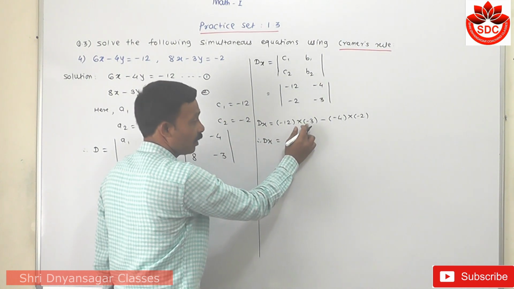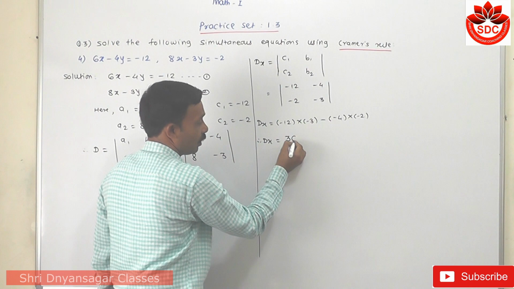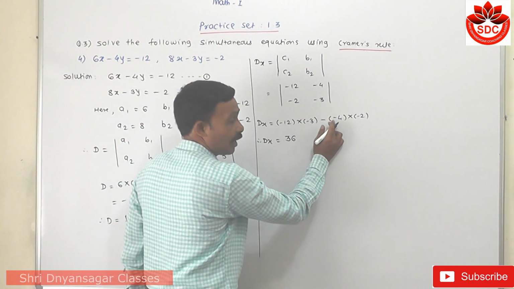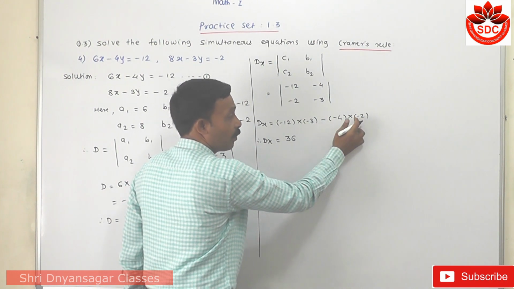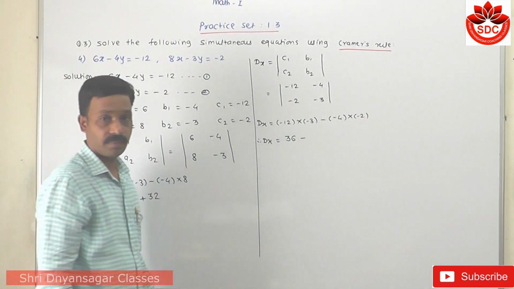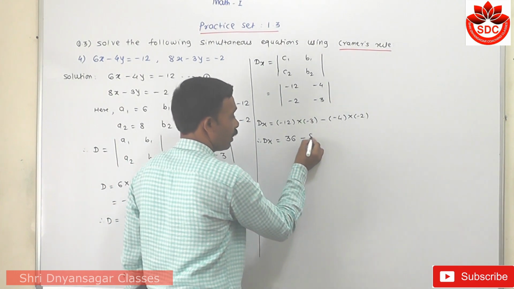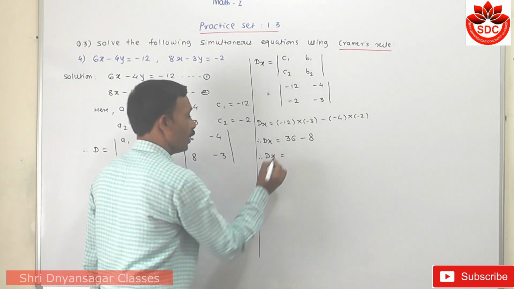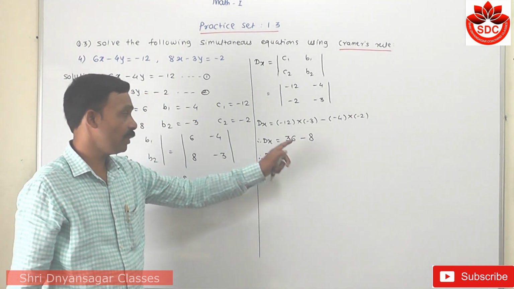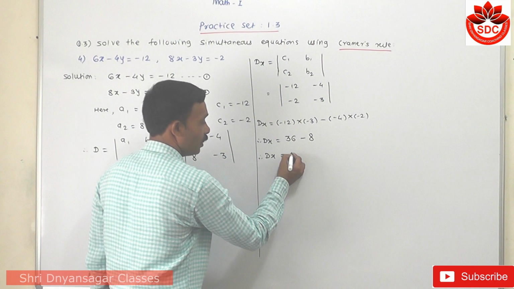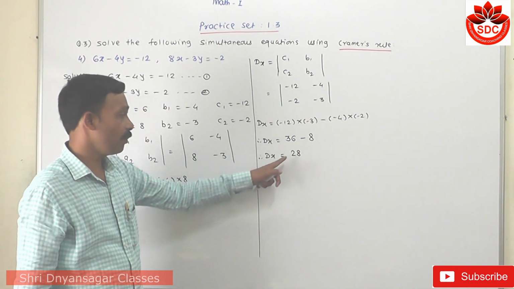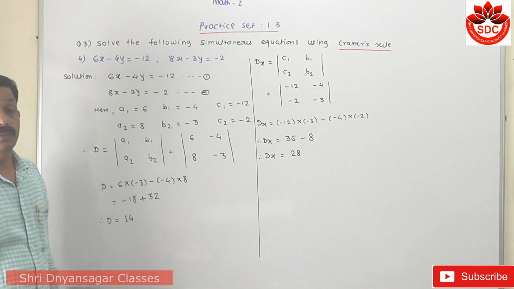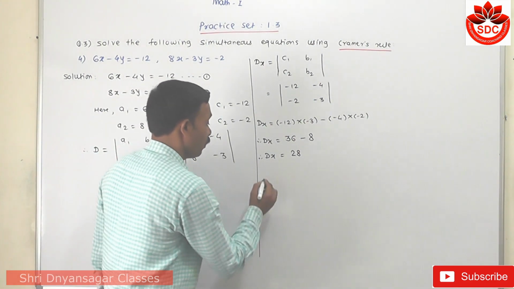minus into minus is plus. 12 times 3 is how much? 36. Now here, minus into minus is plus. Again plus into minus is minus. 4 times 2 is how much? 8. Can you understand this product? Okay. Then the determinant of x is equal to, you have to subtract this 8 from this 36. It becomes how much? 28. This has a plus sign because the bigger number is plus here. Okay, then we can find the value of the determinant of y.